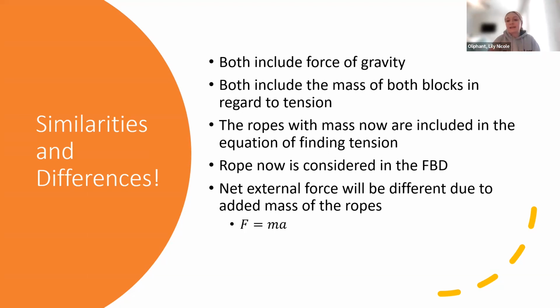We also have that the net external force will be different due to the added mass of the rope. Kind of got into that earlier. Again, that rope now has its own mass, it has its own acceleration, it has its own force. So yeah.